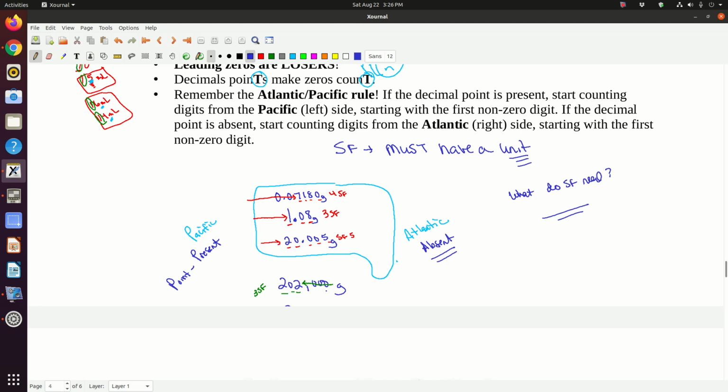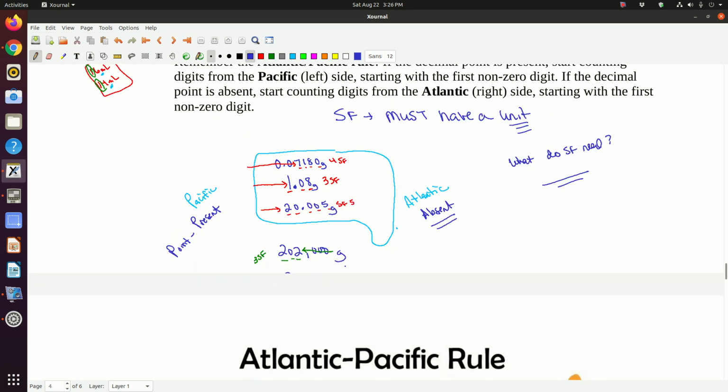I must be moving on to the next page. So I'll put it over here. Let's see. 1, 5, 8, 0, 0, 0, 0.00007. Okay? All right. And I'm going to make it milliliters so that there's a unit. There's no decimal point, so the point is absent. So you come in from the Atlantic, you hit the first non-zero number. Oh, the 7 is not a 0. So everything else counts from then on. 1, 2, 3, 4, 5, 6, 7, 8, 9, 10, 11, 12. 12 sig figs.